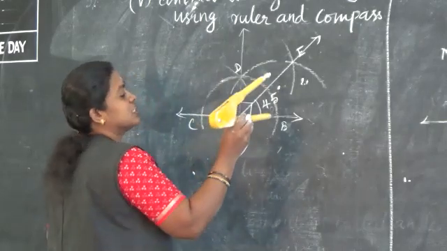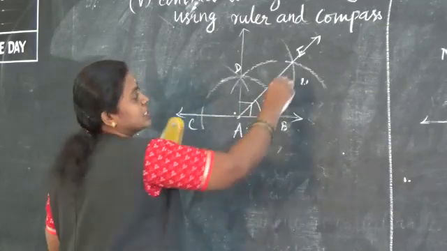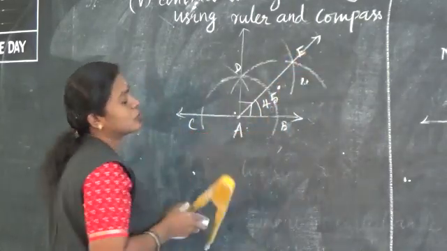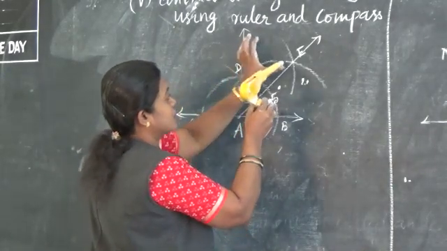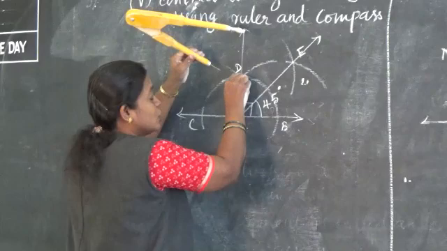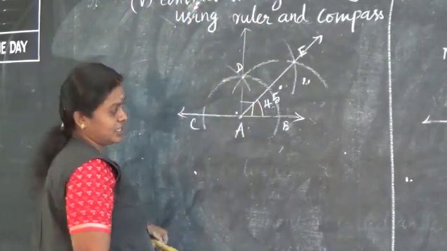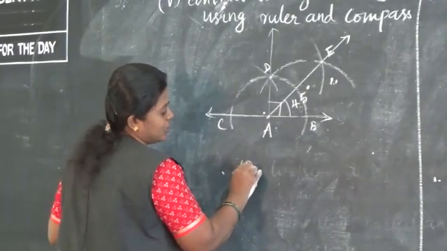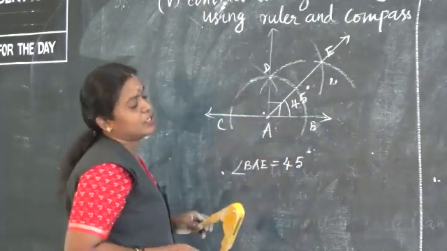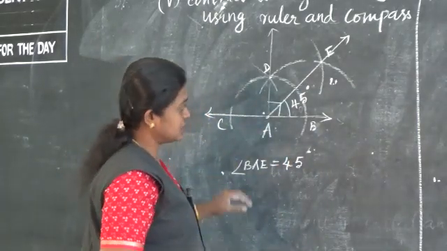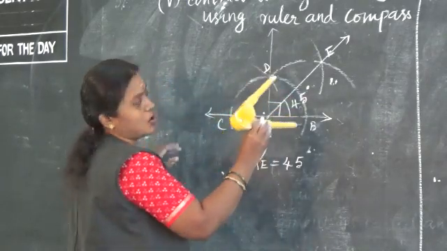How will we get it? Without changing a measurement, draw this arc. After that, draw this arc. It cuts at E. After drawing a 90 degree, without changing any measurement, draw this arc, and this point you should keep it. Draw one more arc. You will get 45 degree. Here angle BAE equals 45 degree. By using angle bisector, this is the easiest way you can draw. Or else after drawing this one, you can take more than half also.